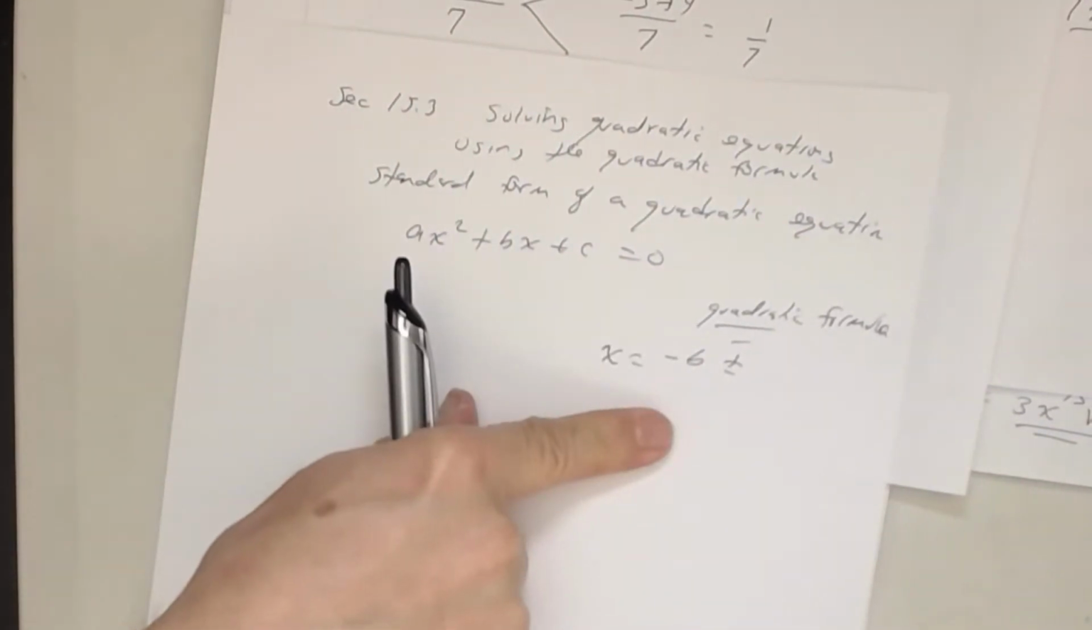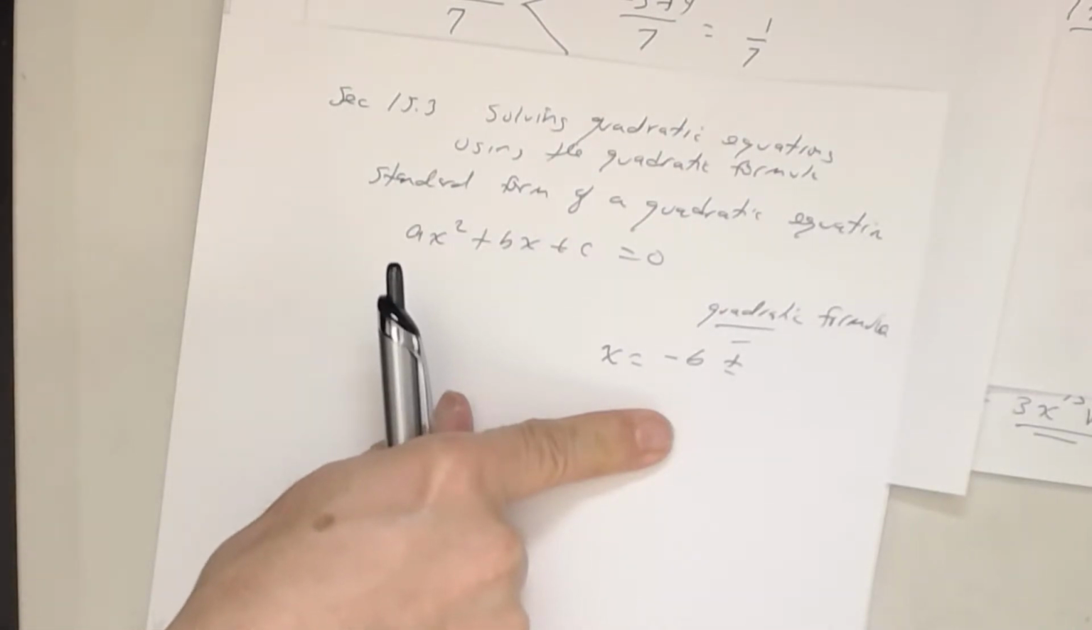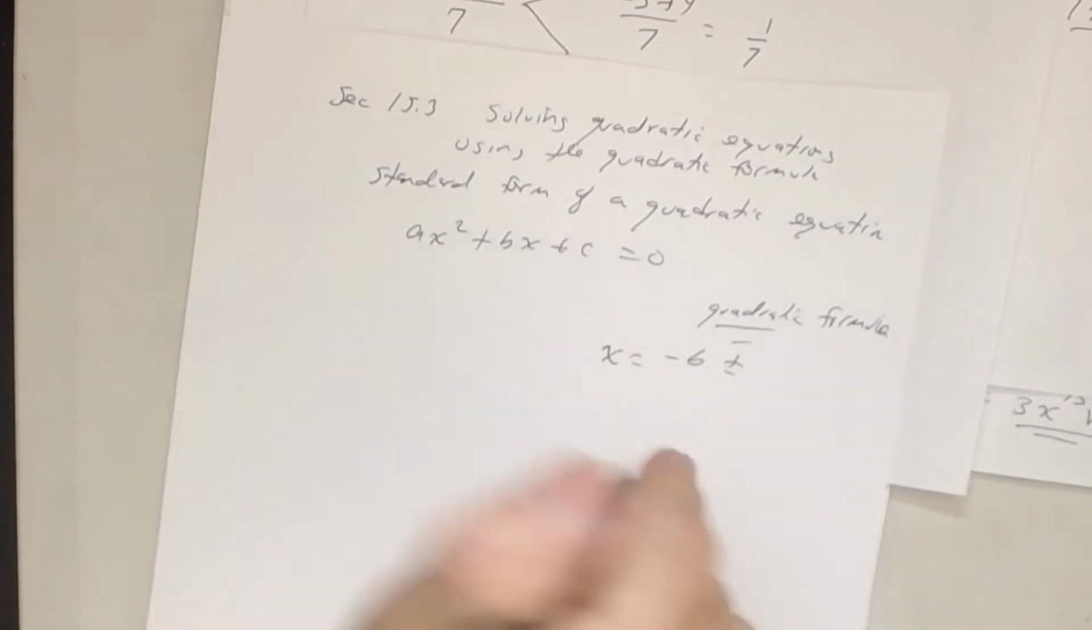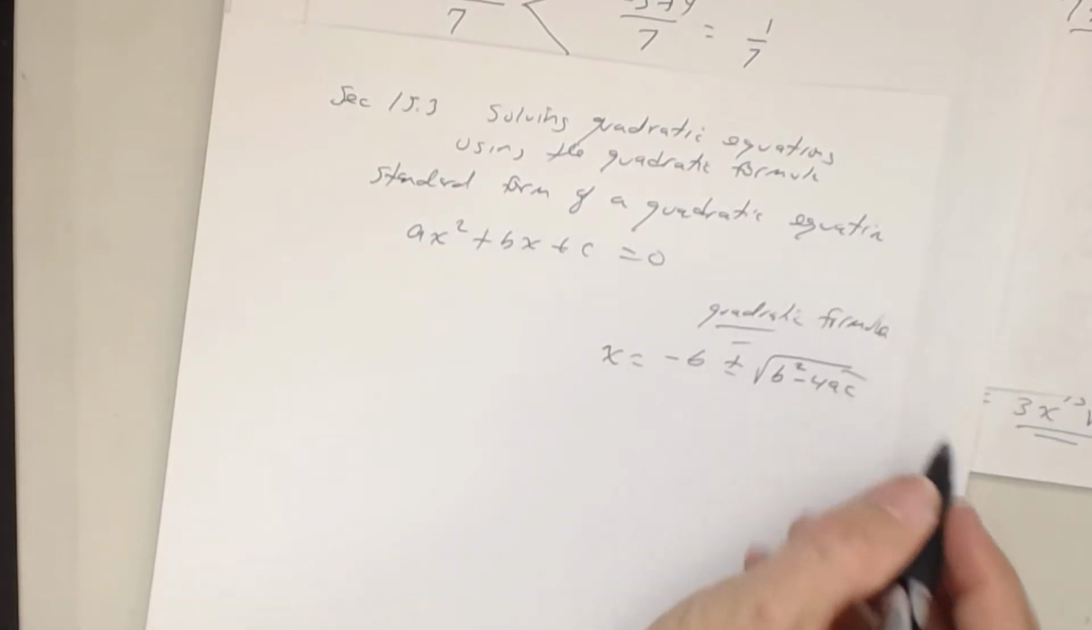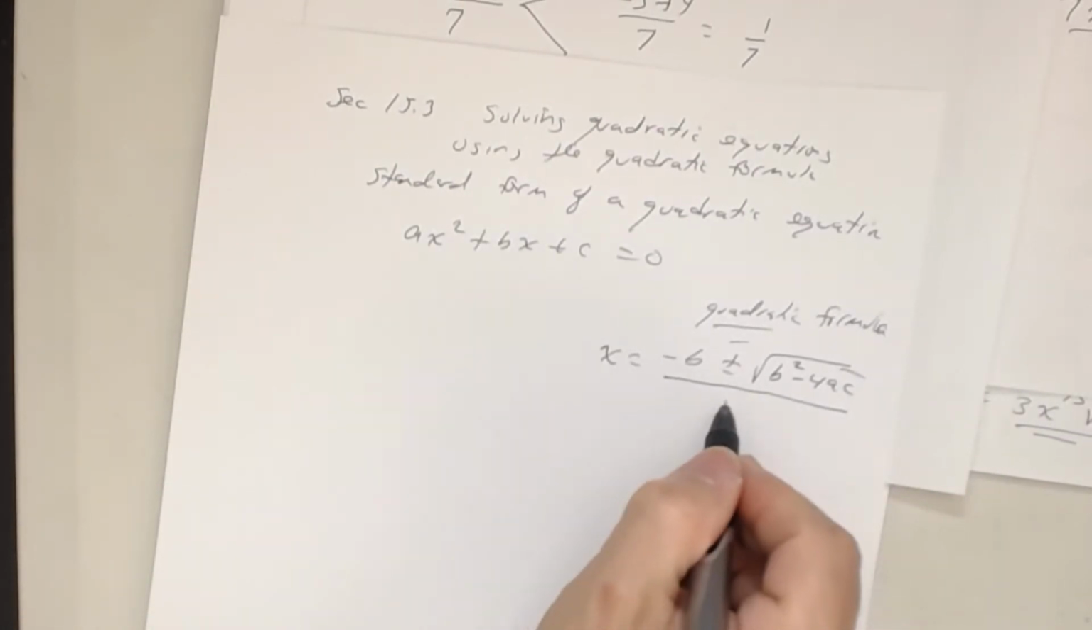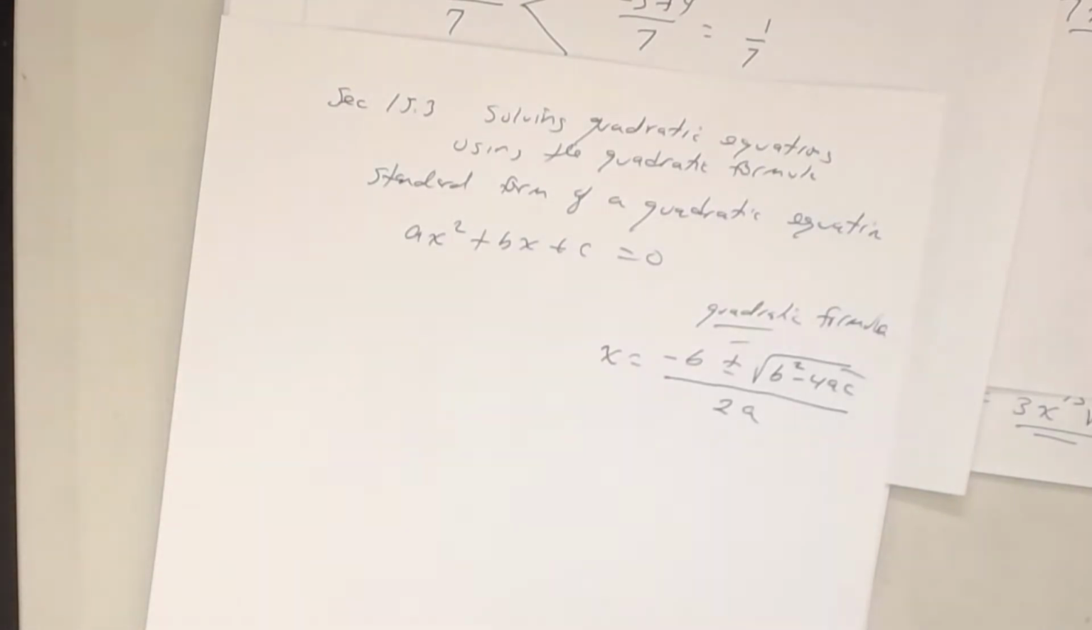Now you have no idea where that comes from because we haven't done completing the square. So x equals the opposite of b plus or minus the square root of b squared minus 4ac, all over 2a. That's the quadratic formula. It allows you to solve any quadratic equation, whether it's factorable or not. Again, you have no idea where it comes from. I'll give it to you, just know how to use it.